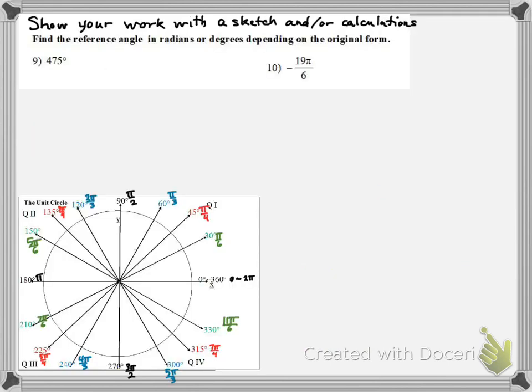Okay. Find the reference angle in radians or degrees depending on the original form. When we did reference angles before, we always drew the picture. I don't think you have to draw the picture this time, but I'm going to do just a little bit of a sketch again to see if it helps.